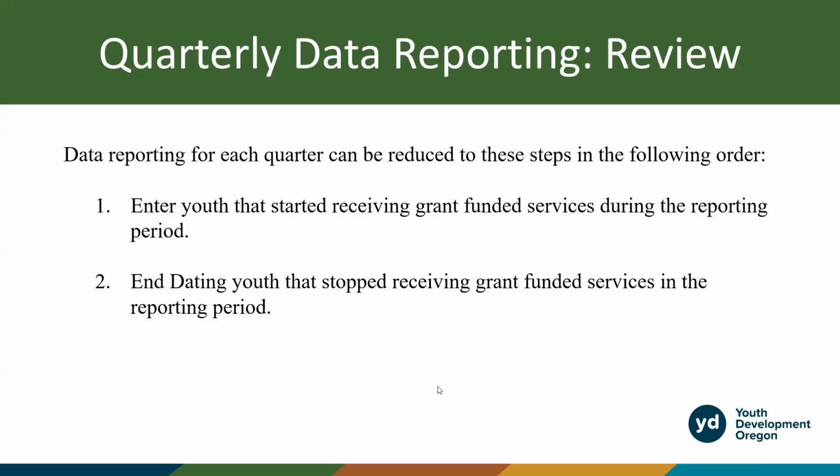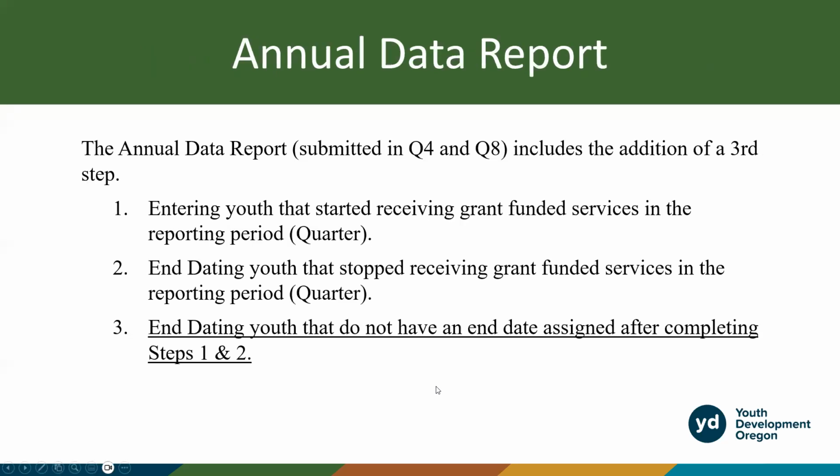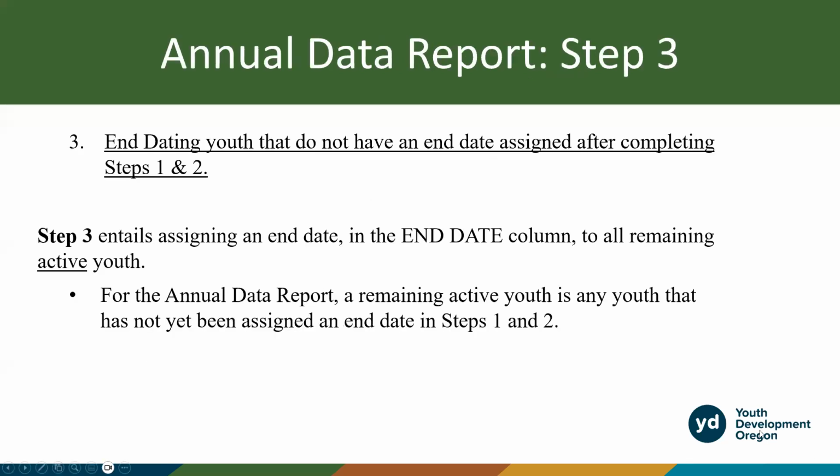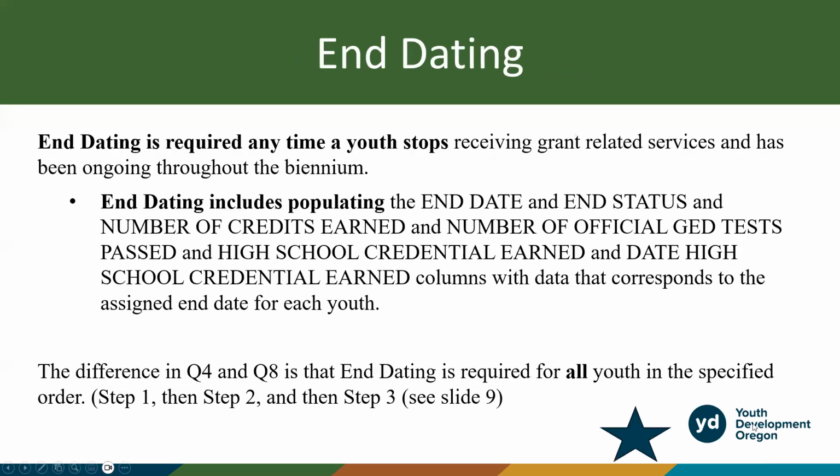Okay, so how is the annual report different? The annual report submitted in Quarter 4 and Quarter 8 includes the addition of a third step. The third step entails assigning an end date in the end date column to all remaining active youth. For the annual data report, a remaining active youth is any youth that has not yet been assigned an end date in steps 1 and step 2.